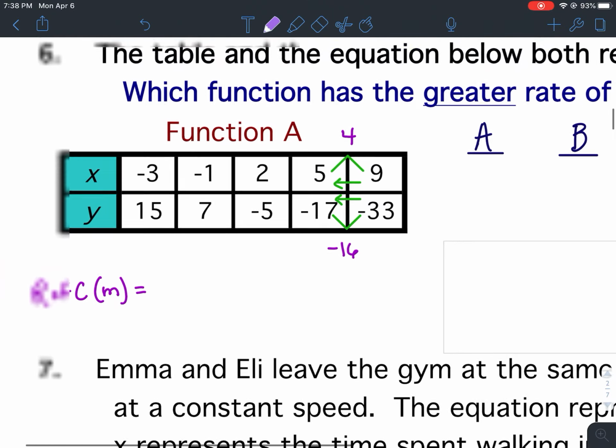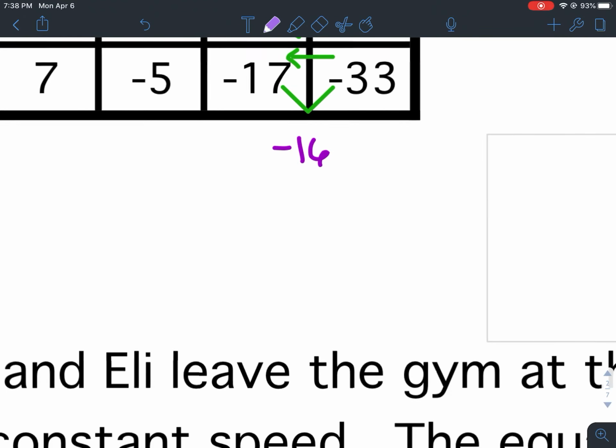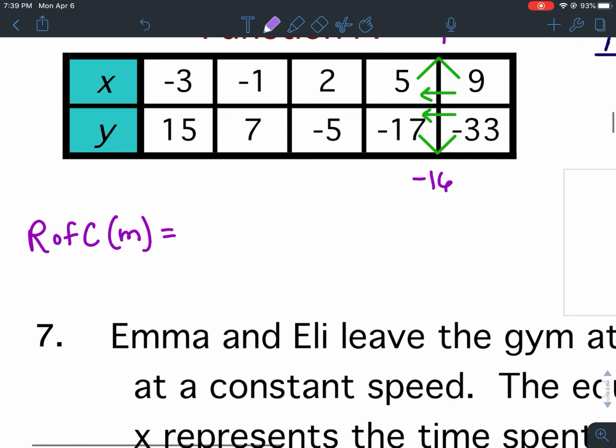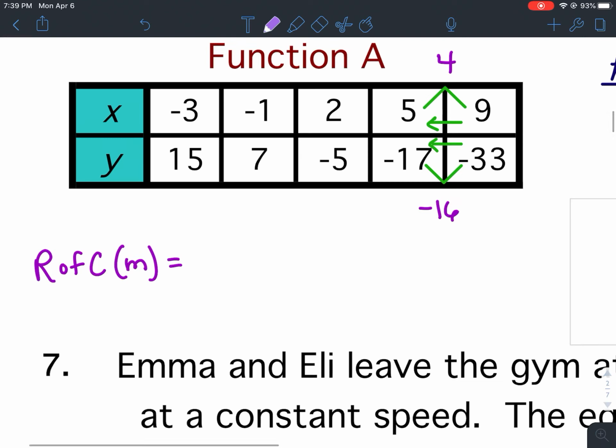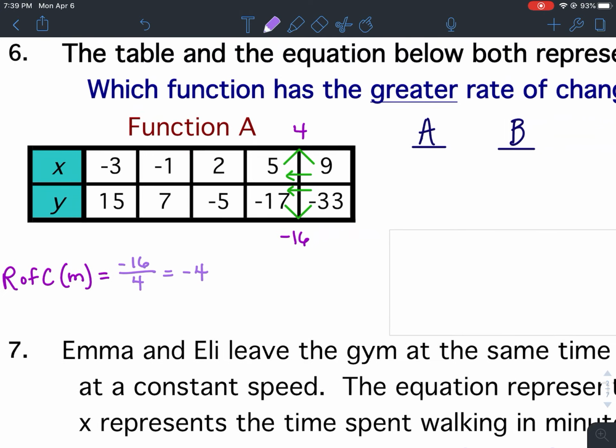For function a, in order to find the slope, I have to find the difference in y. That's what I did here on the bottom. -33 minus -17. It's not -33 minus 17. It's -33 minus -17. So minus a negative actually becomes positive. So -33 plus 17 is -16. That's my difference in y value. On top, 9 minus 5 is 4. So to find my rate of change for function a, I take the difference in y values over the difference in x values. Divide that out, I get -4. So my rate of change for function a is -4.